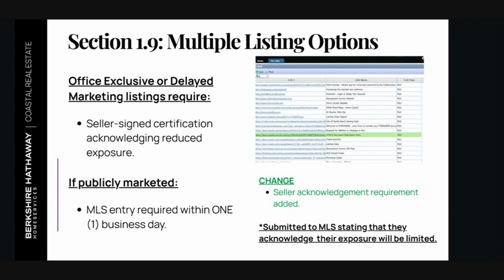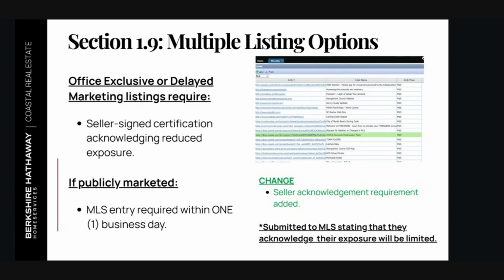Okay. We're getting into section 1.9, multiple listing options for sellers. This section addresses office exclusive listings and delayed marketing listings. The current requirement is that if a seller chooses either of these options, there must be a seller-signed certification acknowledging that they understand they are reducing or delaying their exposure to the marketplace.